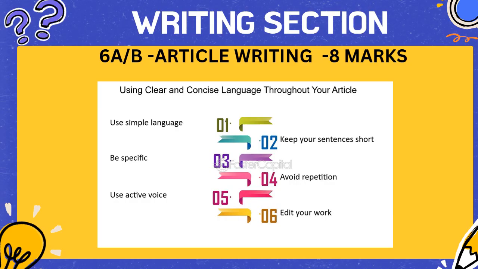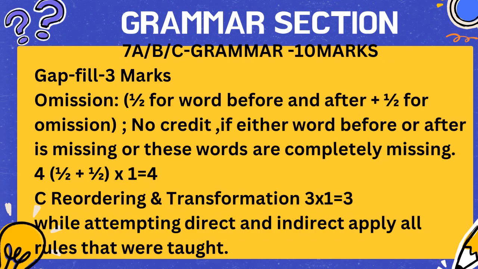Now we move on to the next section, that is the grammar section. It is 7A, B and C. It is for 10 marks. The first question is for gap filling. It is for 3 marks. When this question is seen in your question paper, take time to read the question fully, whatever is the text with blanks. Then go in for filling, instead of going immediately for filling the blanks after reading the first line. Read the entire text which is given and then try to choose the right word.